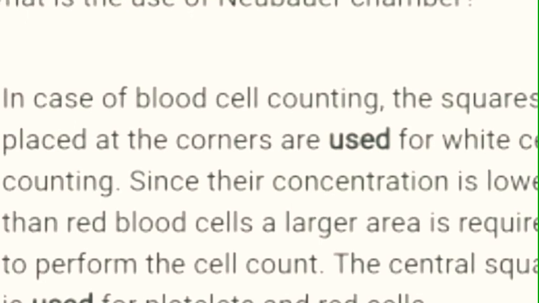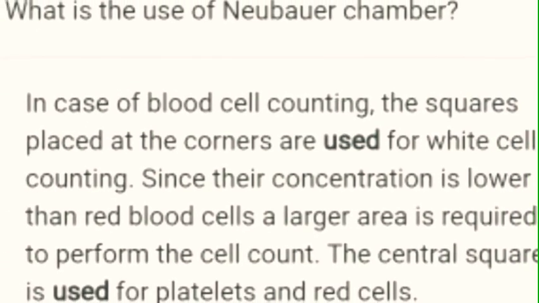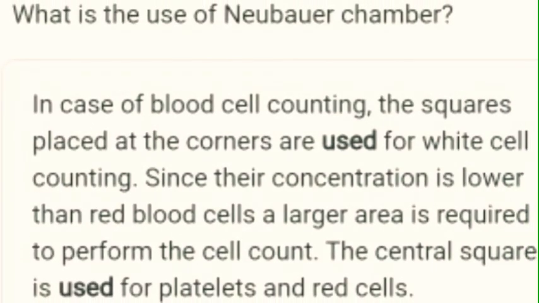In case of blood cell counting, the squares placed at the corners are used for white cell counting. जैसा कि अभी मैंने बताया है, since their concentration is lower than red blood cells, a larger area is required to perform the cell count. The central square is used for platelet and red cells.